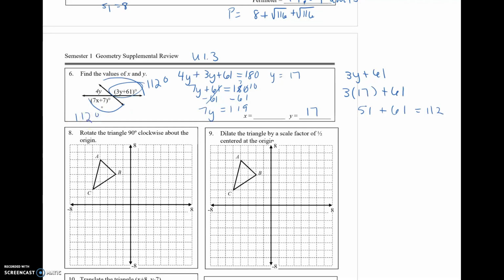So lastly, to find what x is, I have 7x plus 7. I set that equal to 112. I'm going to subtract 7 from both sides. 7x equals, let's see, 112 minus 7 is 105. And when I divide that by 7, oops, I hit the wrong thing in my calculator. Divide that by 7, I get 15. So x is 15. All right. The last video, hopefully the last video, will have these other couple questions on it.